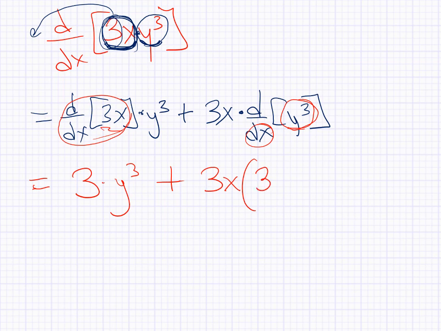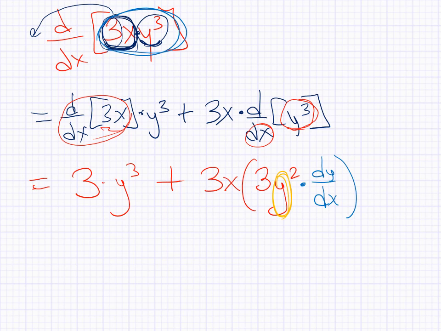So I'm going to get 3y squared. That's the power part. That's the derivative of the outside. This inside function here will stay the same. And then I'm going to multiply that by the derivative of the inside, dy/dx. And there is my derivative of that entire expression.